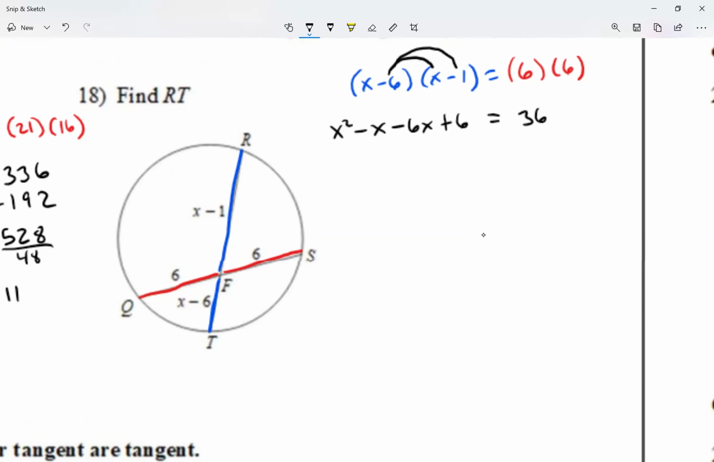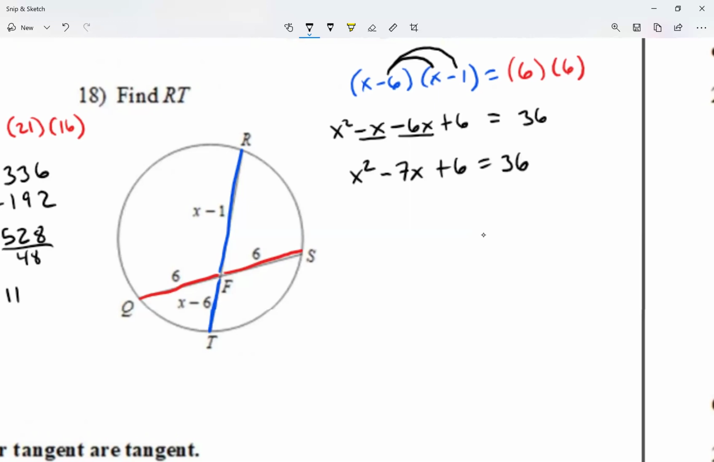So let me combine like terms. These two with x's, I cannot combine because they have different exponents. So the one with the x squared is just that one, x squared. Then I'm going to combine negative 1x minus 6x. So that gives me a negative 7x plus 6 equals 36.